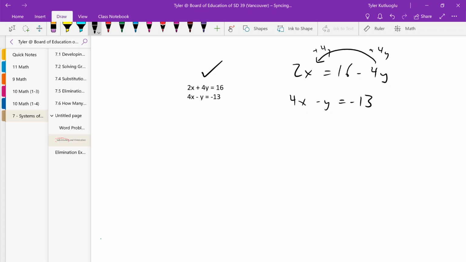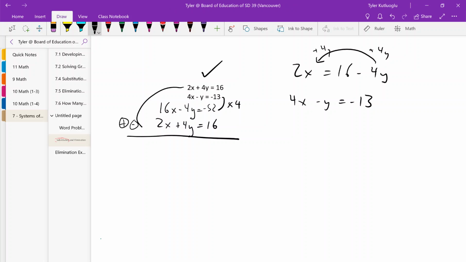Let's do it this way. Let's make this one the same. So we're going to have to multiply this by 4 to make it equal to 4y and be the same. So I get 16x minus 4y equals, what's that? 52, negative 52. Cool. Now I'm going to rewrite this first equation underneath just so I can see it. 2x plus 4y equals 16. Great. So now I'm going to have to either add or subtract these two equations.